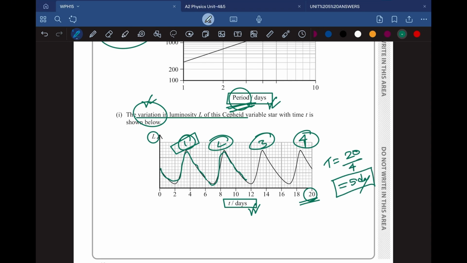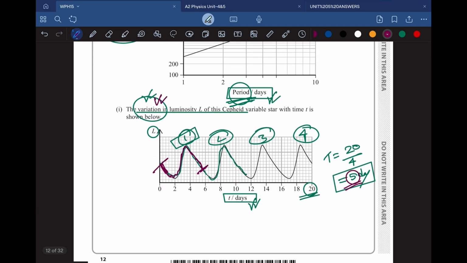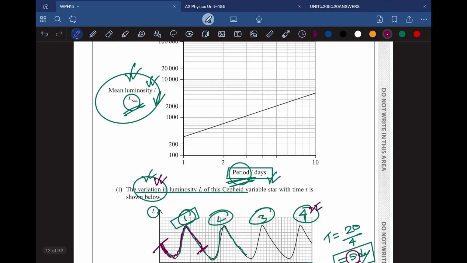So basically, for one variation of this luminosity, to go from this point to maximum and then come back to its point, this value is actually 5 days. It takes 5 days for it to vary once. To vary once it takes 5 days, and this is what the time period is all about. The time period is how many hours or seconds or days it takes to vary once. But here they have given us the time taken for it to vary four times, as there are four complete waves right here. So we have got our value as 5 days, right?